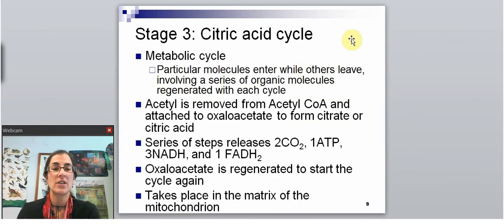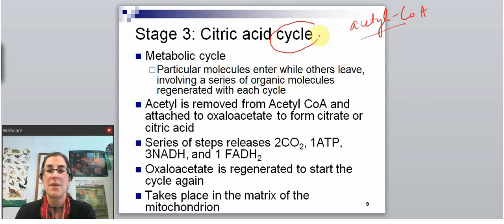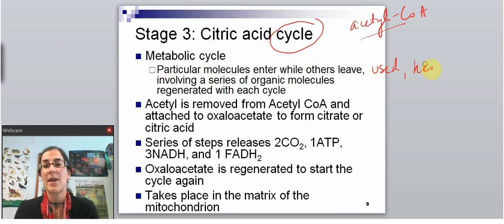The third stage of cellular respiration is a citric acid cycle. So this is where the acetyl-CoA is going to head from the breakdown of pyruvate. So acetyl-CoA is coming from the last stage. The citric acid cycle is a metabolic cycle, and what that means is that something that is used at the beginning has to be remade at the end.